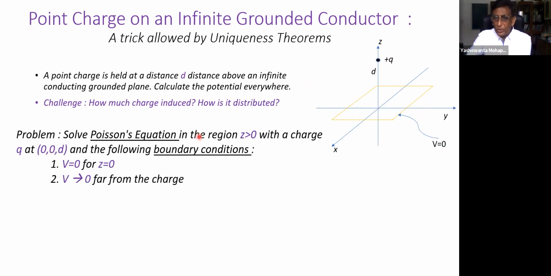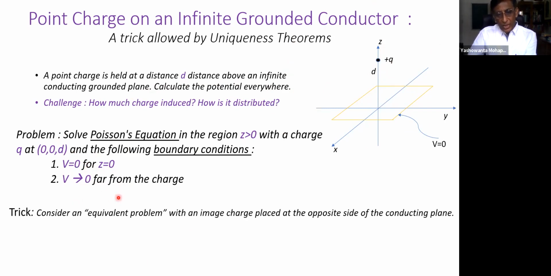So solve Poisson's equation in the region. What is our region of interest? The region of interest is the upper half, z greater than 0. And the charge distribution is plus q, so that cannot be changed. So our solution has to satisfy the boundary condition that V is equal to 0 at z equal to 0, with q at (0, 0, d). And of course, the other boundary condition is that V will go to 0 if we go far away from the charge, in any direction away from the plus charge. So these are the two conditions.